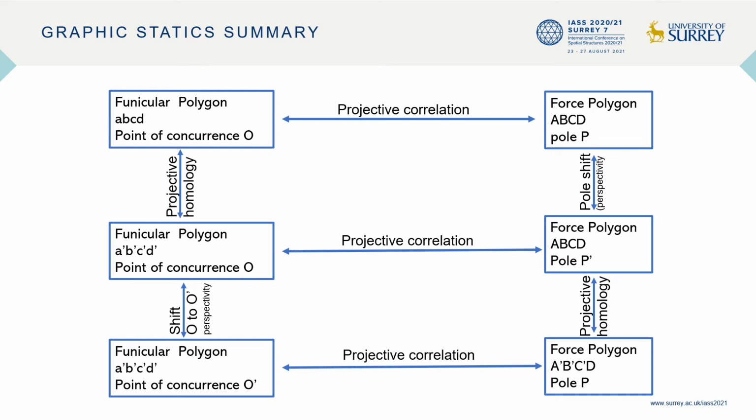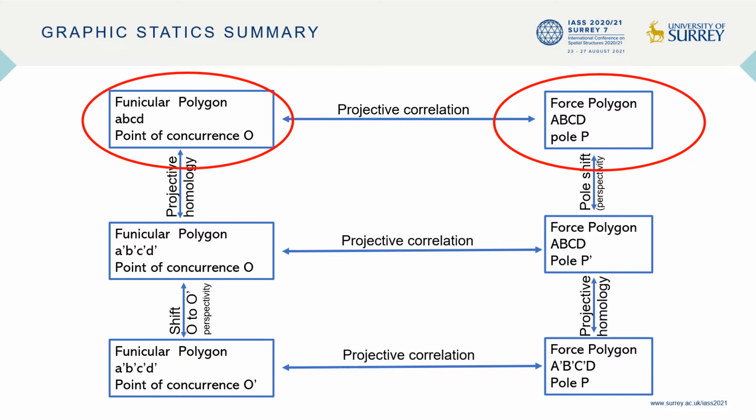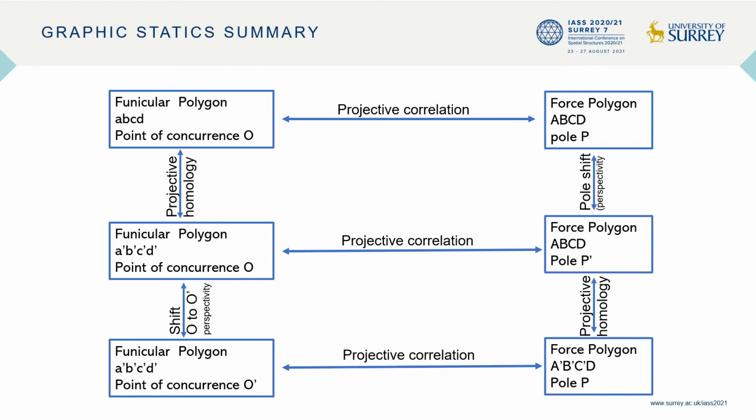This table summarizes all of the different force polygons and funicular polygons that we've looked at and the transformations from one to the other. The first thing that we showed, for instance, is the part that's on top, where you have a force polygon A, B, C, D that you transform to a funicular polygon a, b, c, d. That funicular polygon can be transformed by homology to a different funicular polygon and the same point of concurrence.